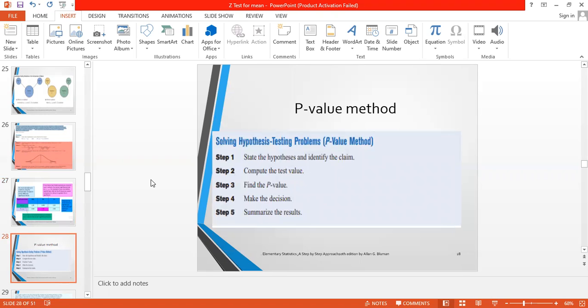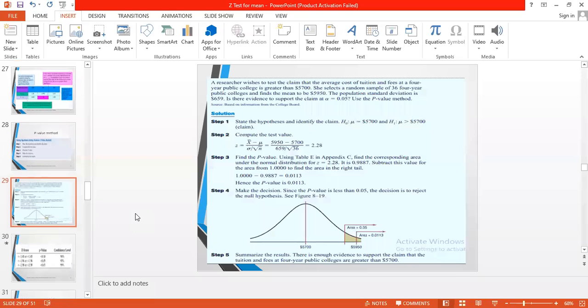Now we solve our z test value by using the p-value method. In the p-value method the steps are the same, but we compare our z-score value with the p-value. When we obtain a z-score value, we put it in the calculator and find out our p-value. Step 1 is to state the hypothesis and identify the claim, compute the test value, find the p-value with the help of the z-score, make the decision and summarize the result.